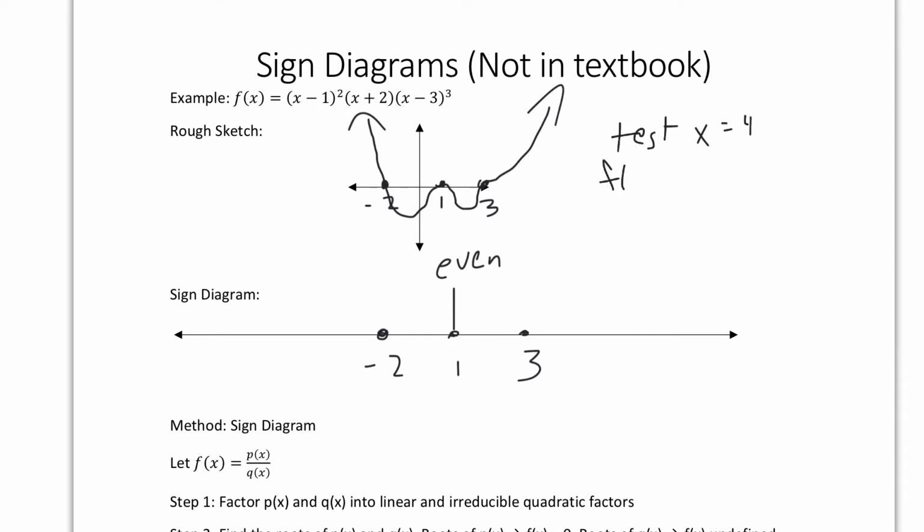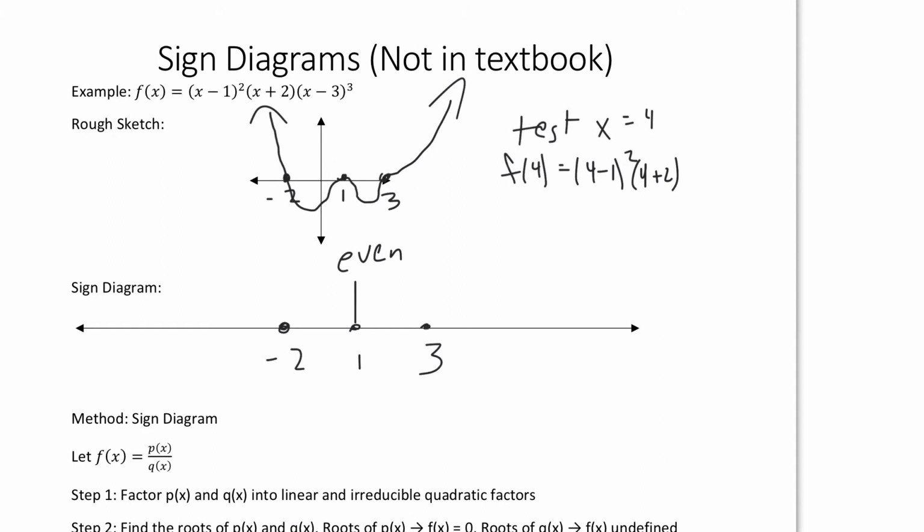And we want to find f of 4. When we plug it in, we get (4 minus 1) squared times (4 plus 2) times (4 minus 3) cubed. All right, so if we work that out, we get 3 squared times 6 times 1 cubed, which, well, all I really care about is whether this overall quantity is positive or negative. So this is positive, squared is positive, times a positive, times a positive. So this overall is going to be a positive number, which means here we're going to put the plus sign.